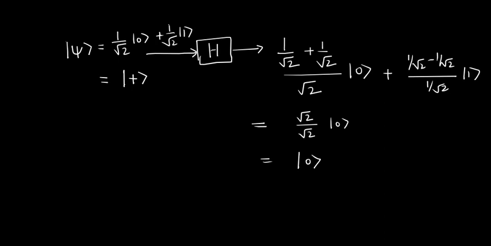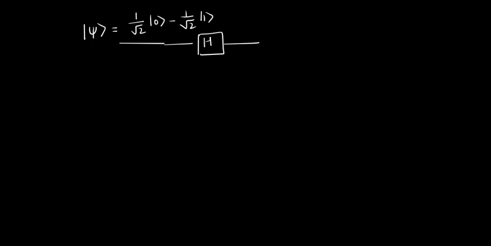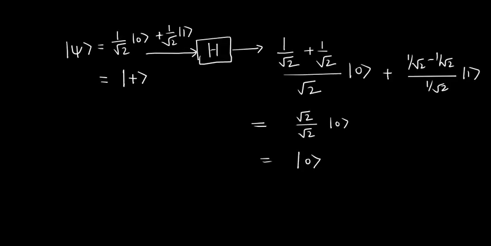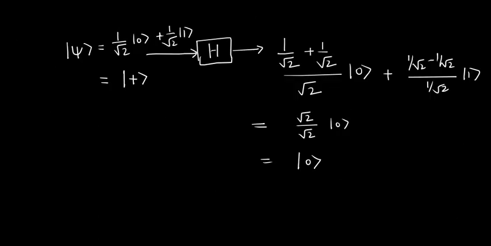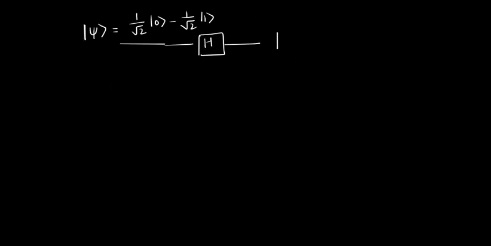So similarly, if we apply a state of 1 by root 2 ket 0 minus 1 by root 2 ket 1, the output of this would be, if you just replace A with 1 by root 2 and B with minus 1 by root 2, you will see, and it is not very difficult to check, that the answer would be ket 1. And we also represent this as ket minus.